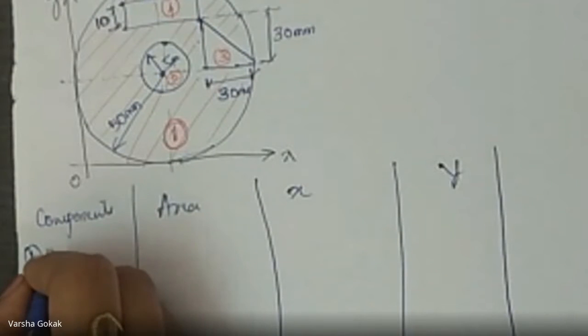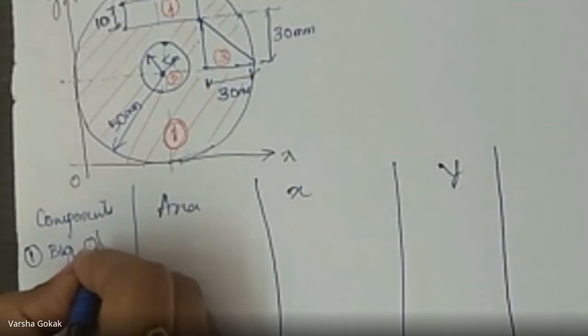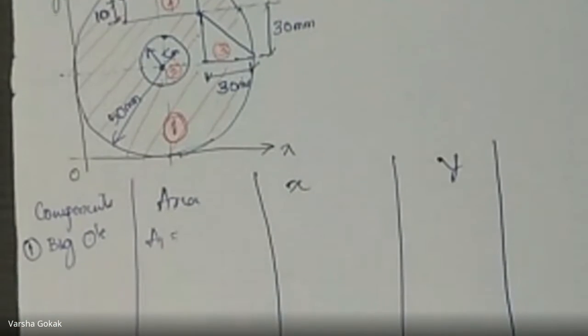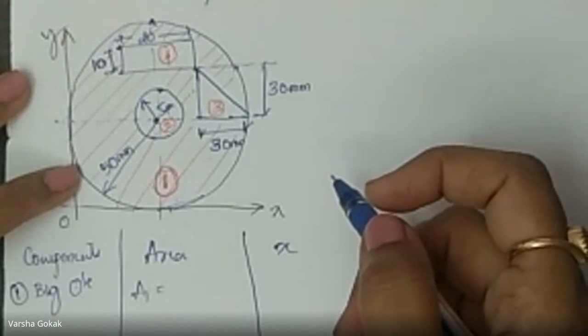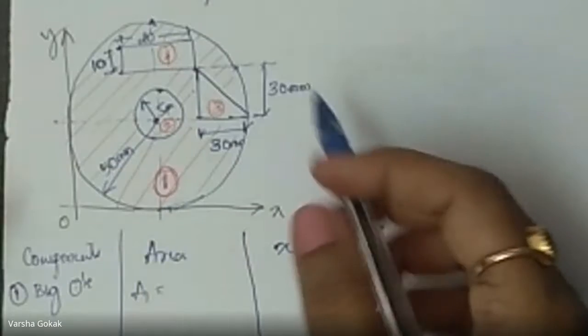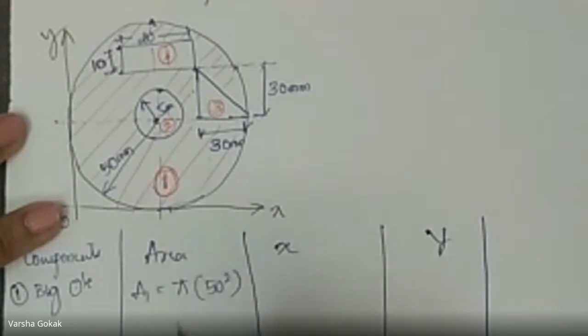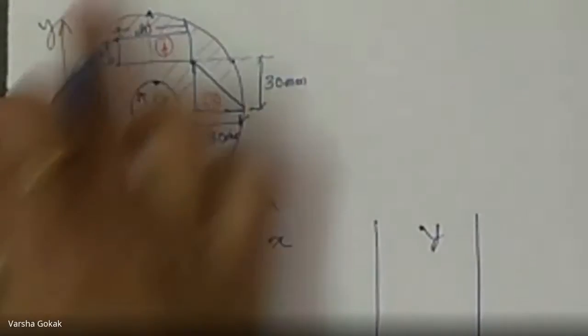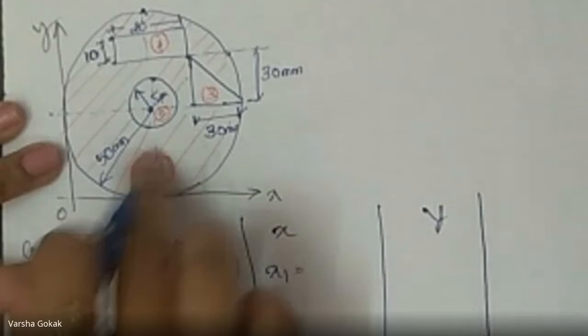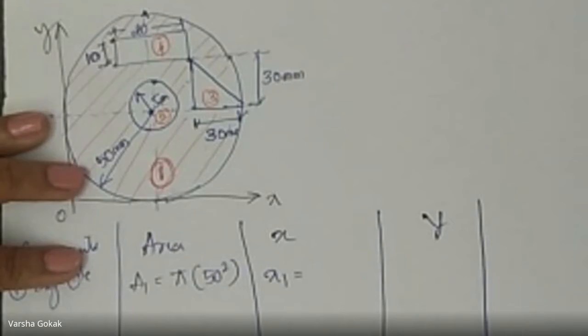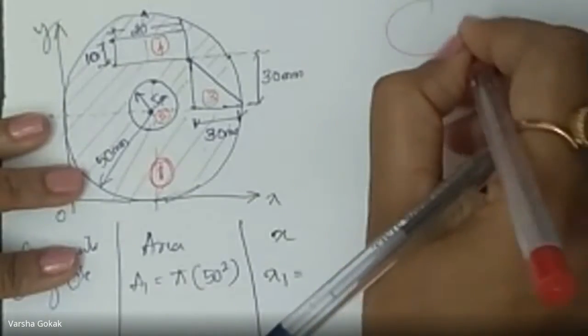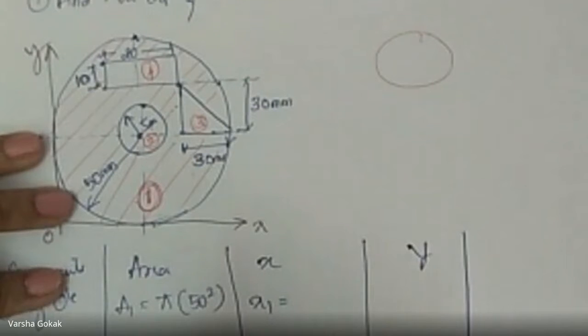So first one, big circle. What is the area of the bigger circle? Pi r square. R being 50. Correct? Pi into 50 square is your first area, that is area of the capital one. What is x1 for a capital circle? Or in case of circle, where is the CG? You have a circle. Where is the CG going to be for a circle? Always the center. So like this.